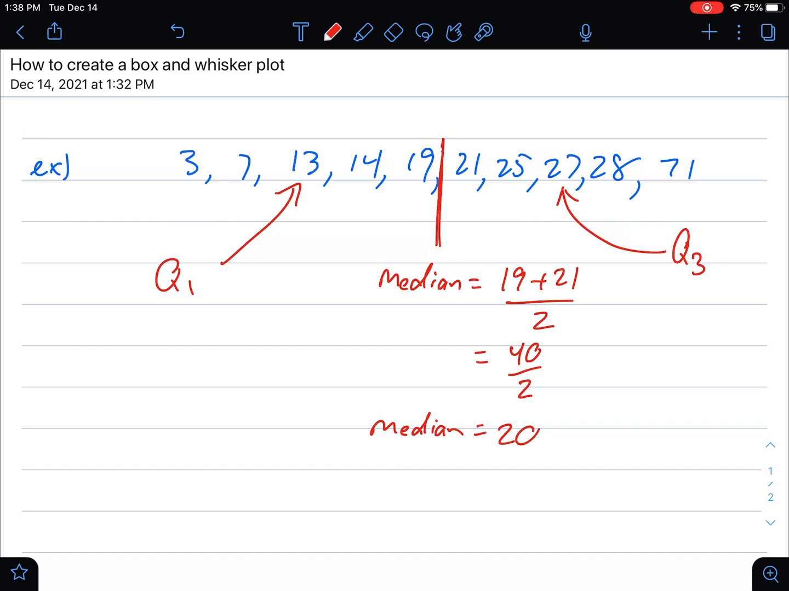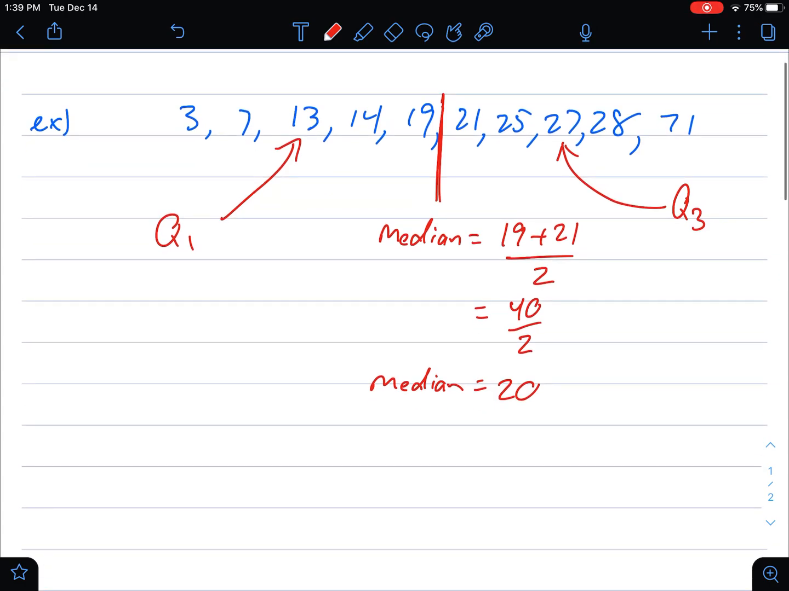The median itself has a special name, it's called median, but it could be called Q2 if you wanted. These are the numbers that basically divide the set of data into quarters. So we got Q1, Q3, and our median. That's the first part to making our box plot.